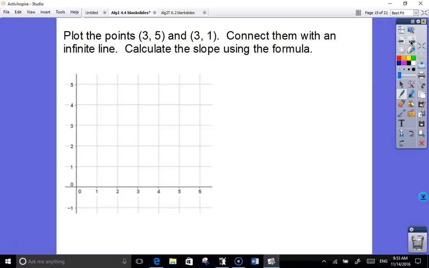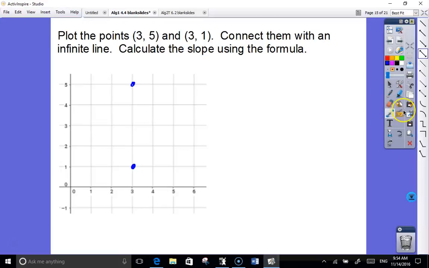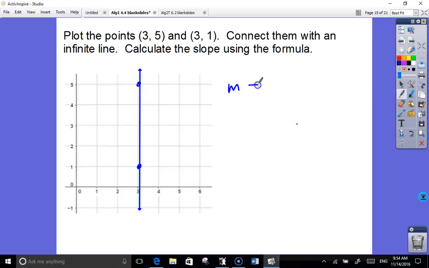So plot the points (3, 5) and (3, 1). Connect them with the infinite line. And then calculate the slope using the formula. M equals, and I'm using these points here, 5 minus 1 divided by 3 minus 3. M equals 4 over 0, which is undefined.